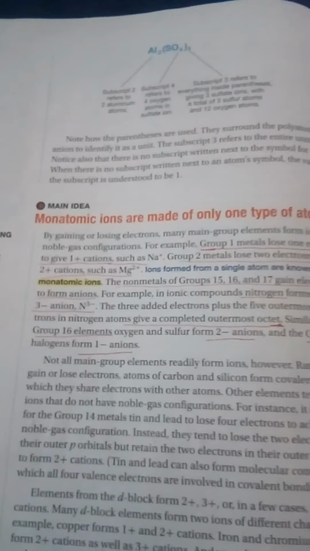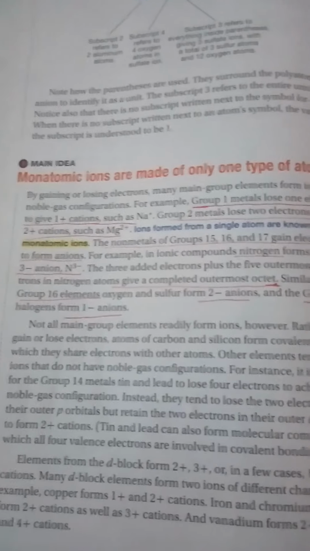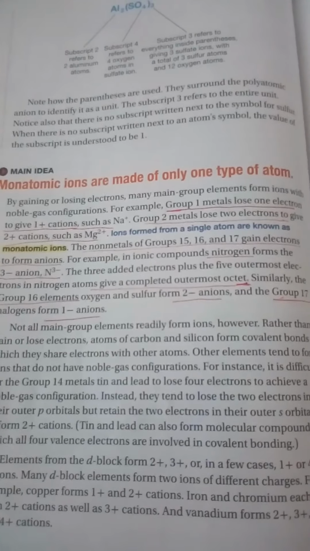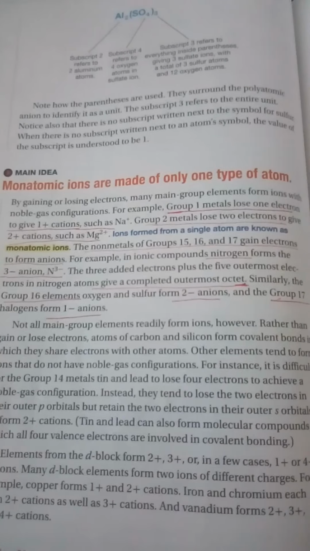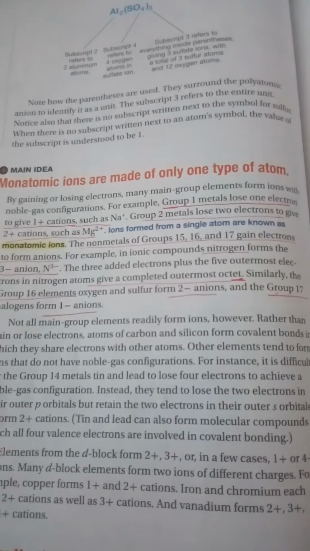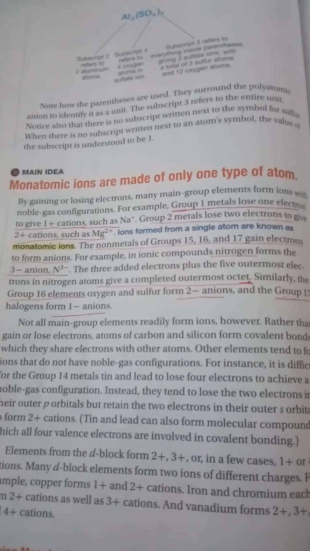But the question right now is, how do we combine monatomic ions? Now, what do we mean by monatomic ions? They're telling you that they're made of only one type of atom. As you can see, I've underlined some of the important lines that you should be paying attention to in your book.